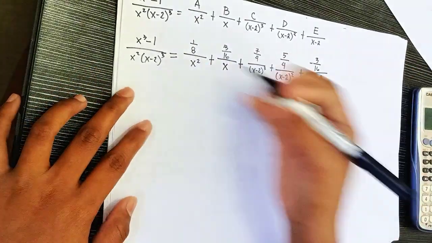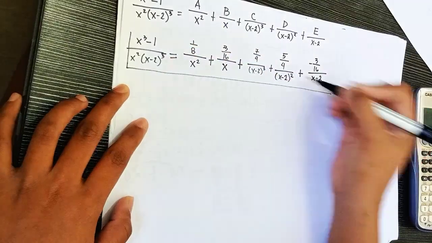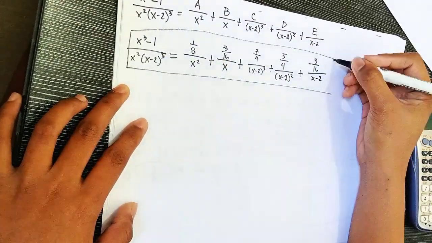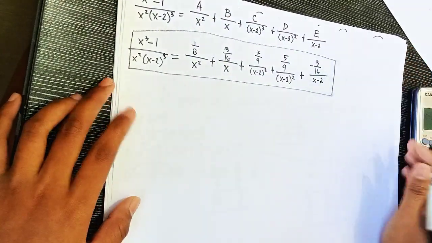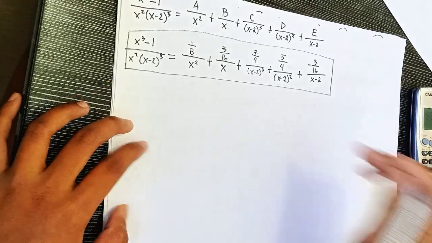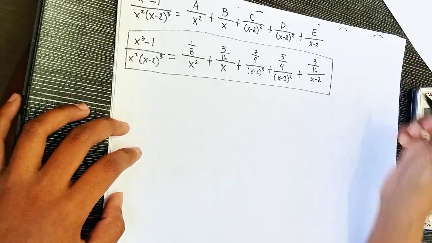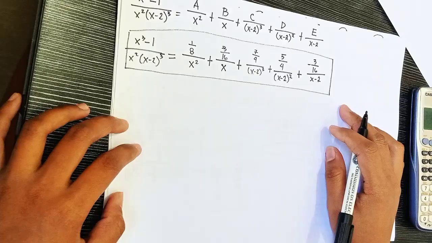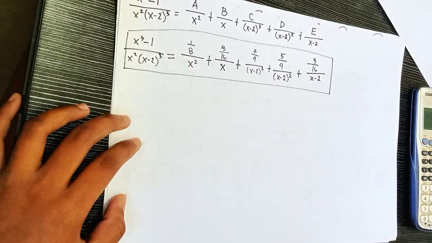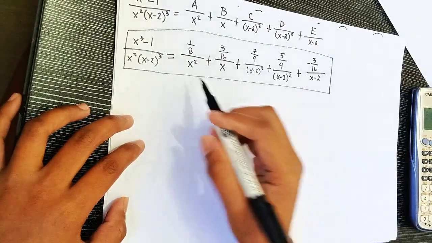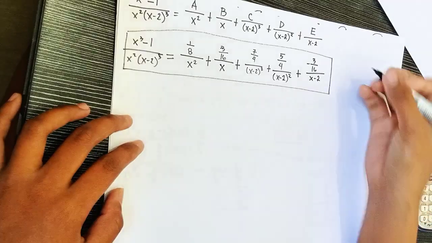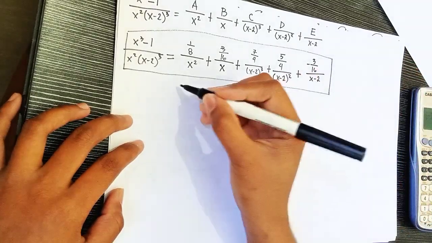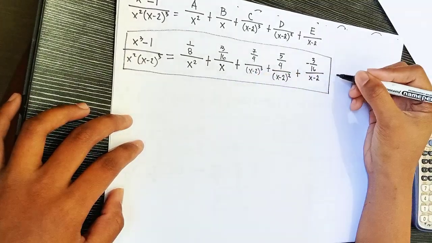So, that is the decomposed form of our rational function as a sum of partial fractions. That is how we decompose repeated linear factors. So, this is our final answer, the decomposed form.